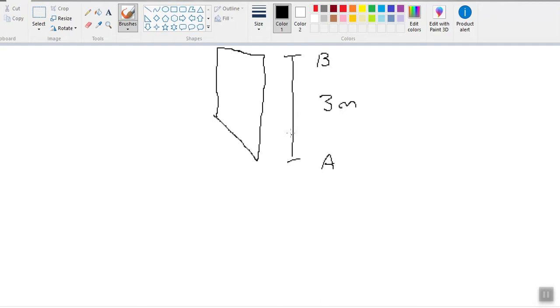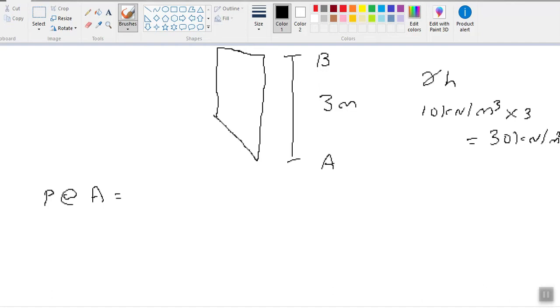All right. Next thing is, let's see the pressure. Pressure at A is gamma H. The pressure is always gamma H. Gamma is 10 kilonewton per meter cube for water, and height is 3 meter, so this will be 30 kilonewton per meter square. So pressure at A is 30 kilonewton per meter square, and the pressure at B is 0. So this is the pressure.